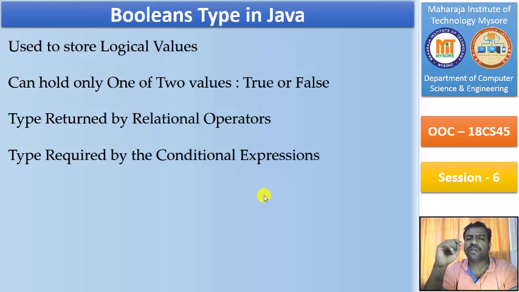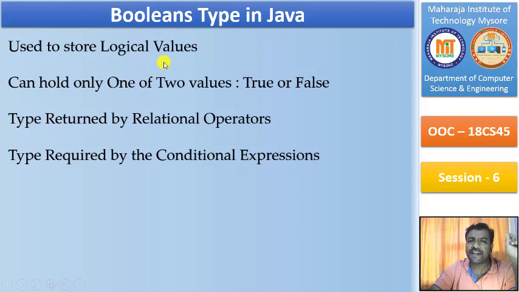Hence, we are going to discuss what exactly the Boolean type in Java is. This is used to store logical values. When I say Boolean, it's only two values, 1 or 0. So instead of saying 1 or 0, if I say true or false, it is going to be a logical value now.